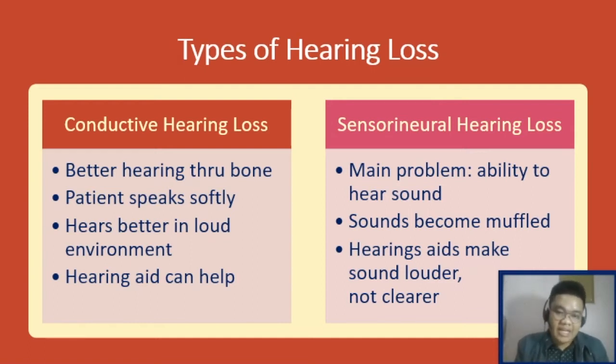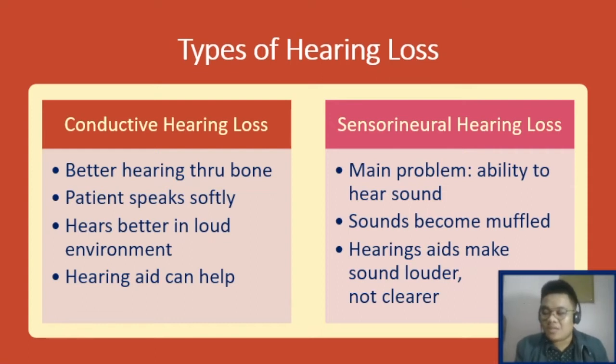There are, again, two types of hearing loss: conductive hearing loss and sensory neural hearing loss. To compare the two, in conductive hearing loss there is better hearing through the bone. The patient has a tendency to speak softly, and he would hear better in a loud environment. And the hearing aid can help.